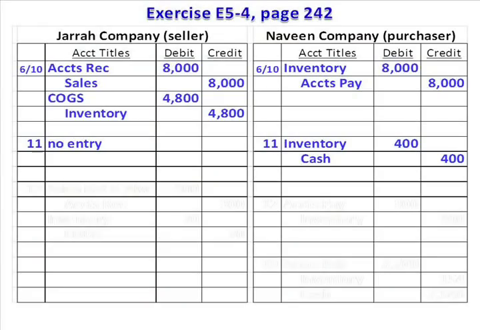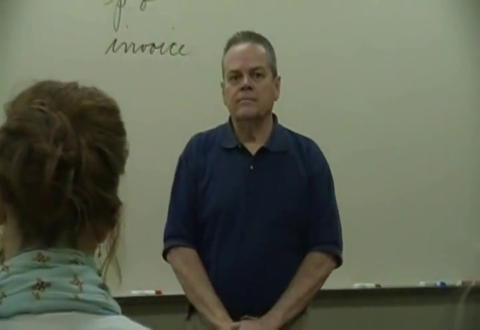And this does not involve the seller at all. There is no equivalent entry on the seller's books. This was FOB shipping point. This was the buyer's deal all along. The buyer's taking care of it. The seller's not involved.